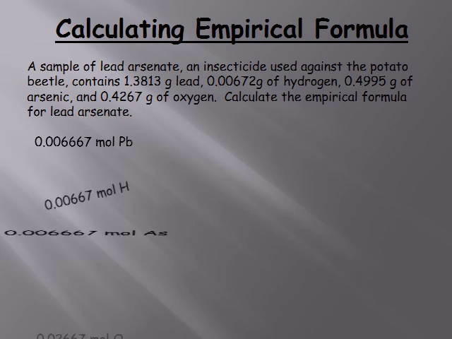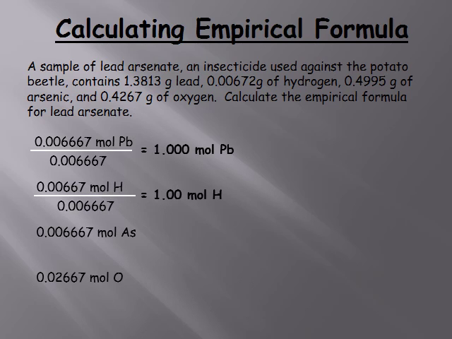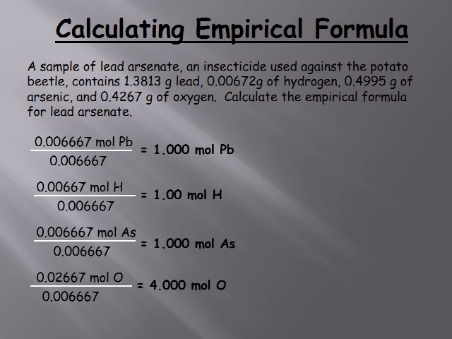So let's do that. It means you end up with 1 mole of lead, 1 mole of hydrogen, 1 mole of arsenic, and 4 moles of oxygen. So it means that the empirical formula must be lead hydrogen arsenic tetraoxide, so 4 oxygens. So hopefully you got that correct. There we go.